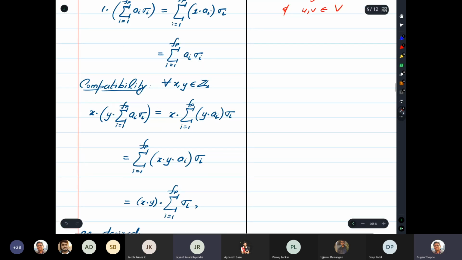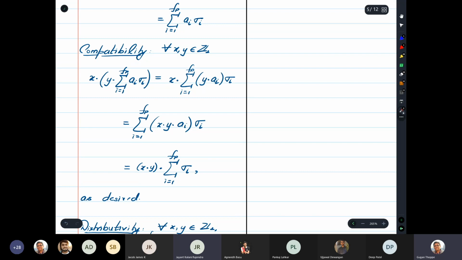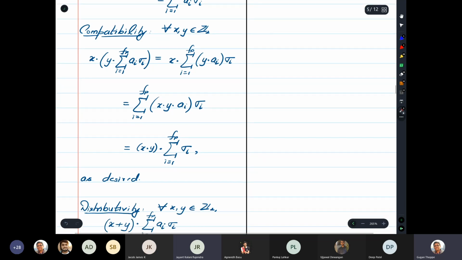All right. Okay, so maybe we can advance. The next is this compatibility property. Here what we are saying is that let us say we have been given two elements in Z2, right? And let's say we perform the scalar multiplication operation in this fashion.